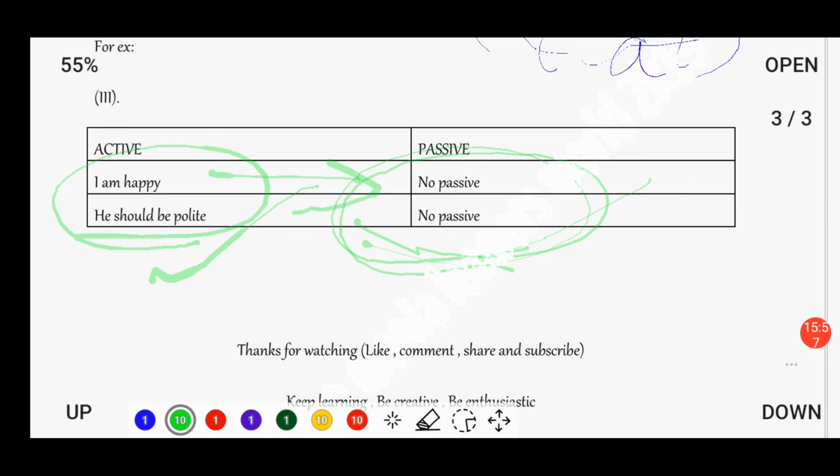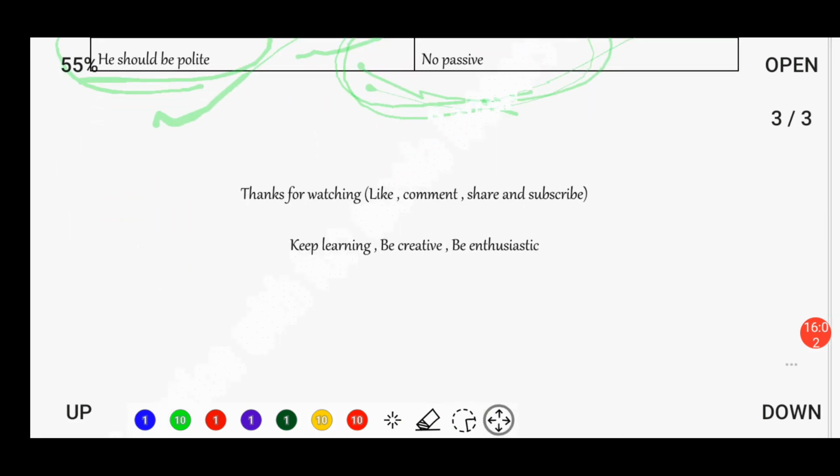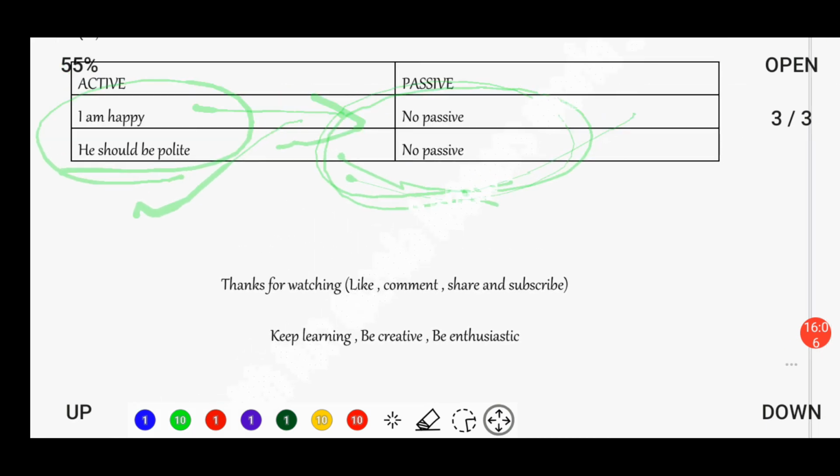So friends, these were all the questions, all the tips and tricks, all the formulas and all the basic rules related to conversion of simple present, simple future, simple past, and sentences containing modal verbs from the active to passive voice.